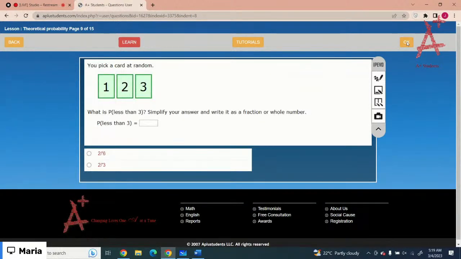Okay, you pick a card at random. What is the probability of less than 3? So how many cards are less than 3? Two of the cards are less than 3. 1 and 2 are less than 3. So it would be 2 over 3. Got it? So it is 2 over 3.